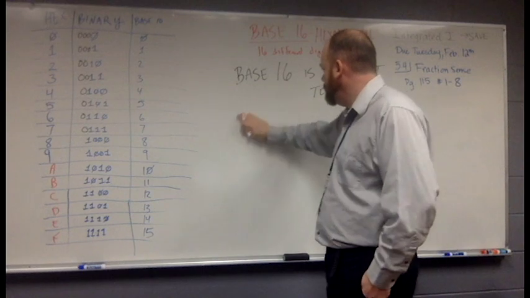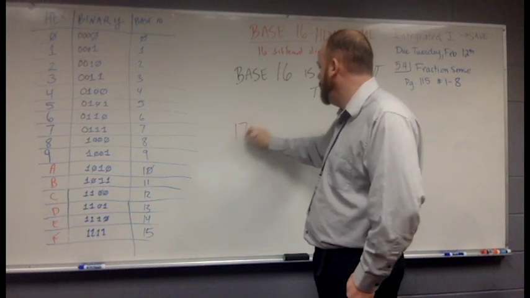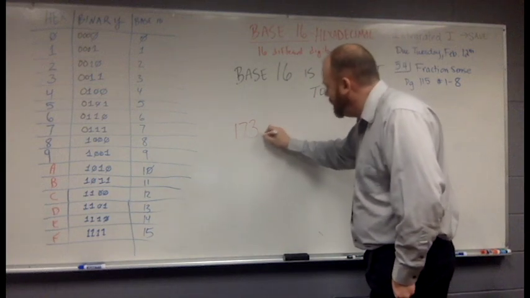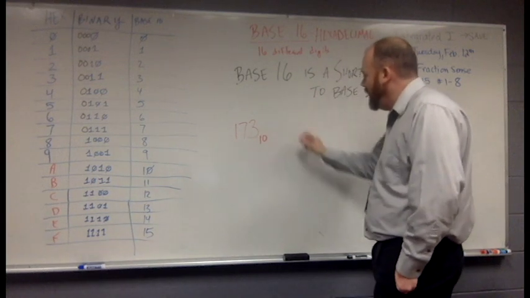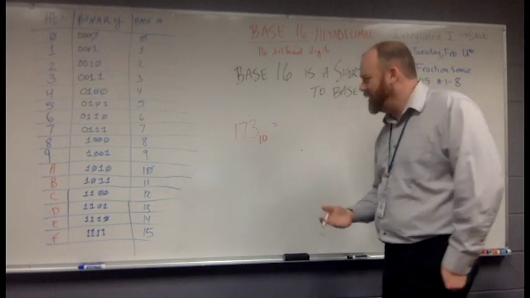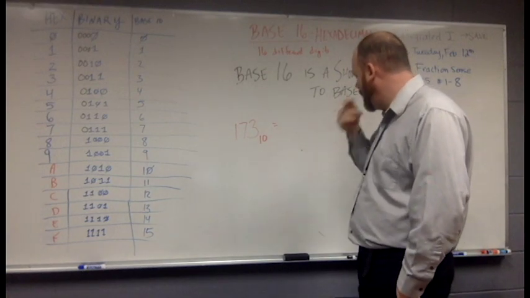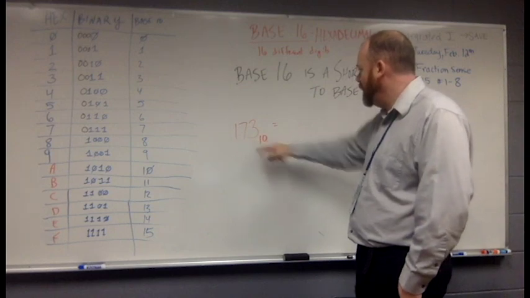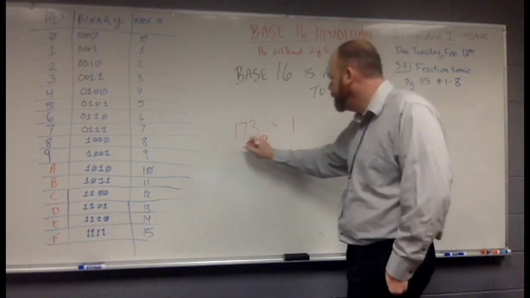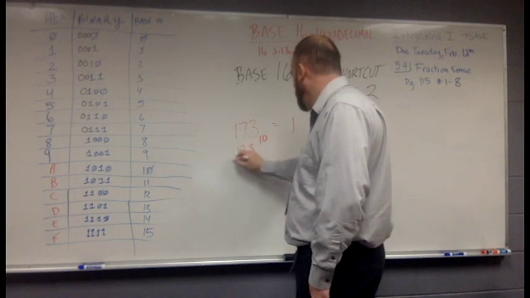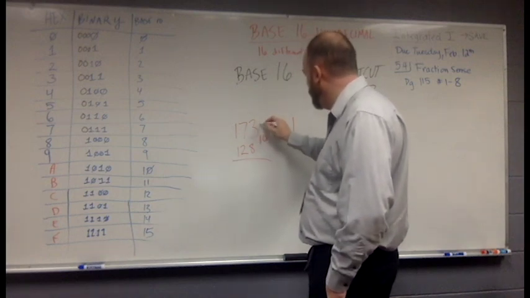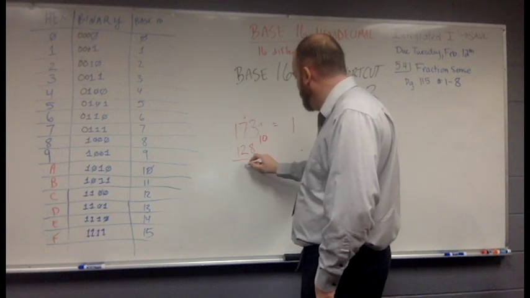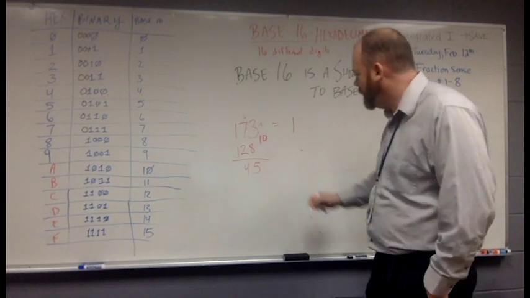So I'm just going to choose some random number, 173. I'm going to choose that in base 10. And now I'm going to convert, and I'm going to do it slightly different than I did before with the dividing. I'm going to try something different. How many 128s are there in 173? There is 1. What's left over after I do that? 173 minus 128 is 45. Okay, so there's 45 left.